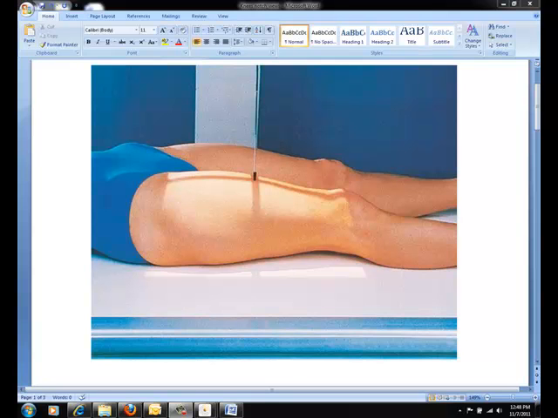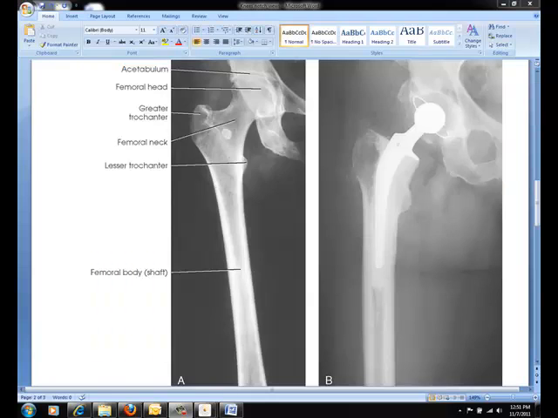With either projection, typically the central ray is perpendicular to the mid-femur and the center of the IR. If performed properly, there should be evidence of proper collimation. The entire hip joint should be visible, and the greater trochanter should be in profile. Also, take note of the lesser trochanter. If the leg is rotated properly, the lesser trochanter should just barely be seen, if seen at all.